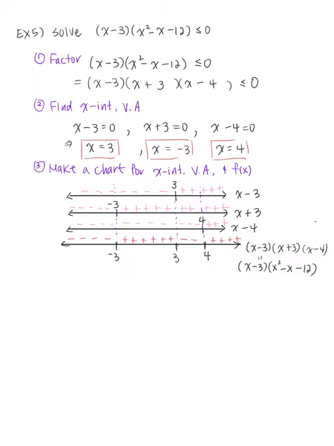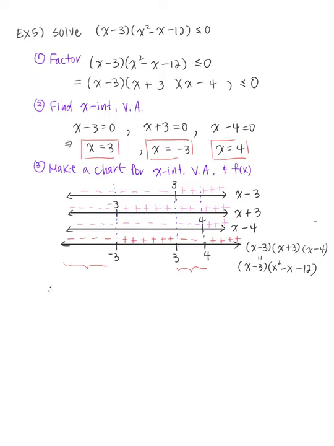Okay, so now let's go back to what the question is asking us. What we wanted was where our whole entire function f of x is negative, right? So where is it negative? Well, I see that it's going to be negative from negative infinity to negative 3, and then also from 3 to 4. So let's write our conclusion.